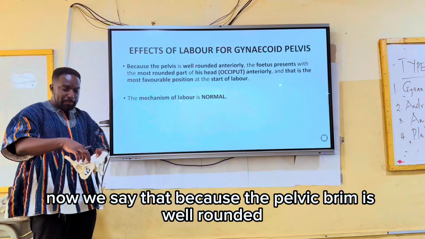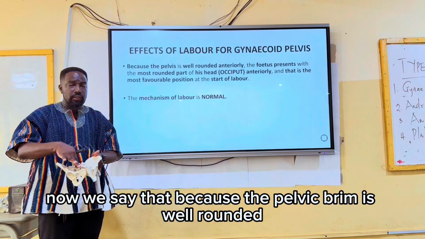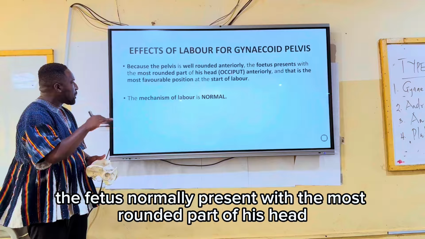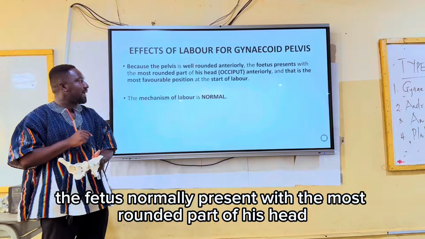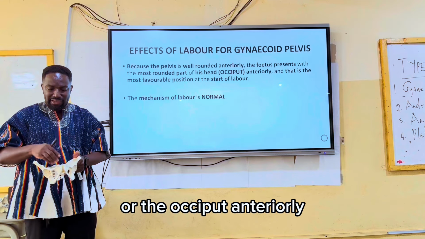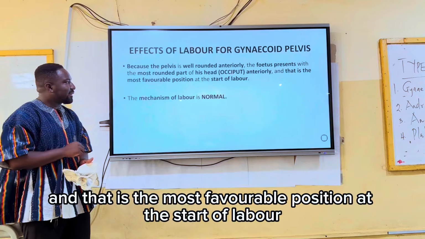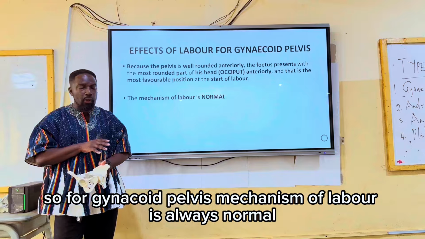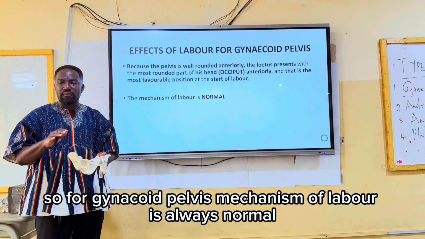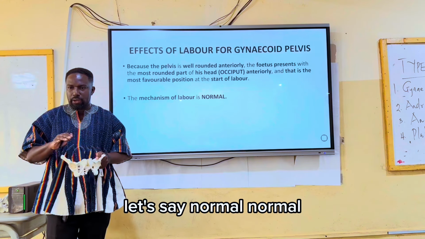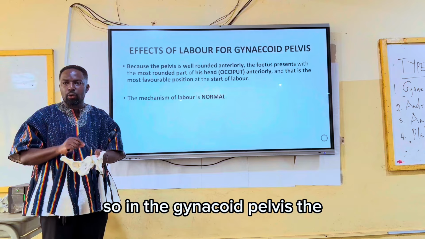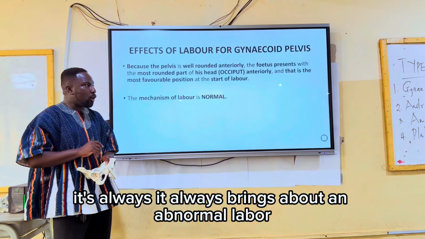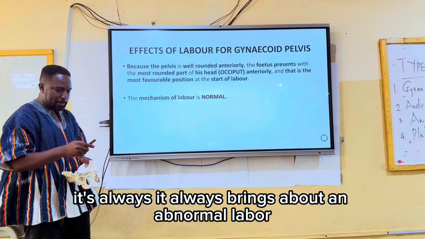Now, we say that because the pelvic brim is well rounded, the fetus normally presents with the most rounded part of his head, or the occiput, anteriorly, and that is the most favorable position at the start of labor. So, for gynaecoid pelvis, mechanism of labor is always normal. So in the gynaecoid pelvis, it always brings about a normal labor.